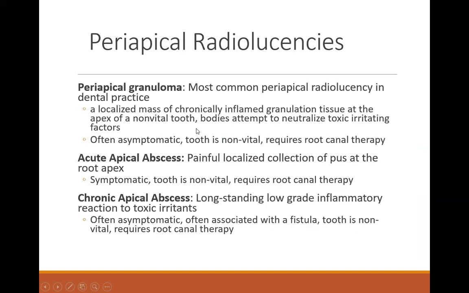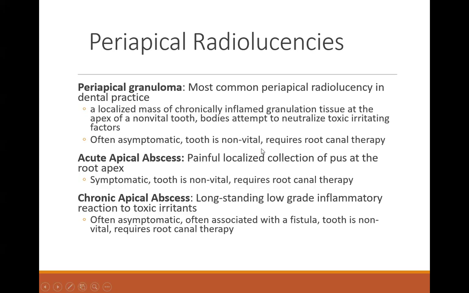We have a couple other types of radiolucencies that can happen in that periapical region. One is called a periapical granuloma. It is the most common periapical radiolucency in dental practice. It's a localized mass of chronically inflamed granulation tissue, that's immature blood vessels and nerves, at the apex of a non-vital tooth. Non-vital means the pulp has died, the nerve has died. It's the body's attempt to neutralize the toxic irritating factor.